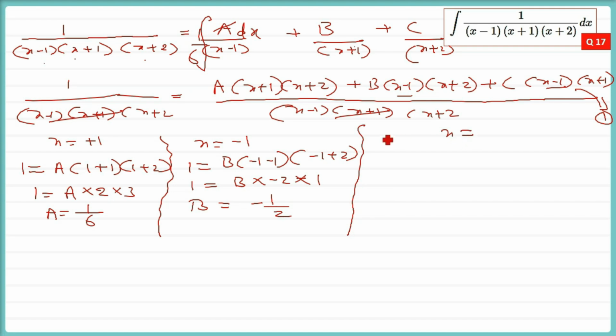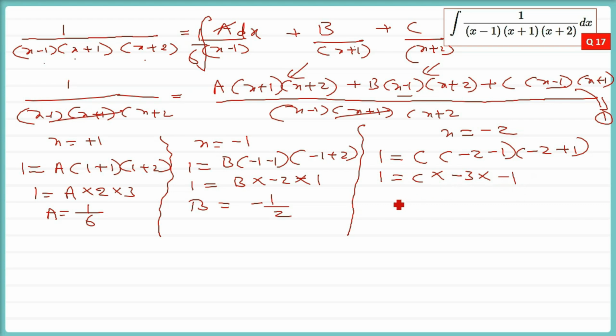Now we need c. So we'll place x equals negative 2 so that the first and second terms become 0. So 1 will be equal to c into minus 2 minus 1 and minus 2 plus 1. So this 1 will be equal to c into minus 3 multiplied by negative 1. C became 1 by 3. So a is 1 by 6, b is negative half and c is 1 by 3. That's what we are going to replace here.